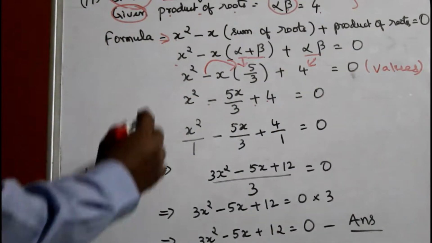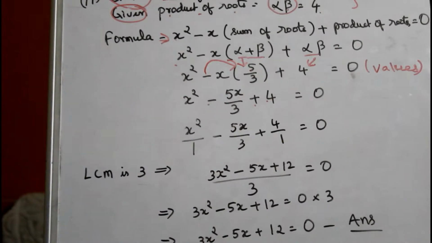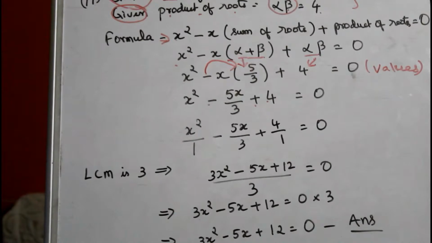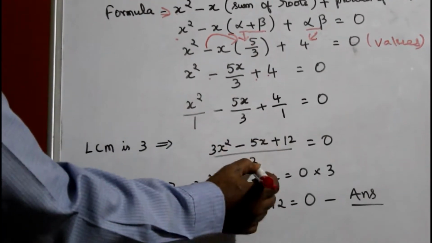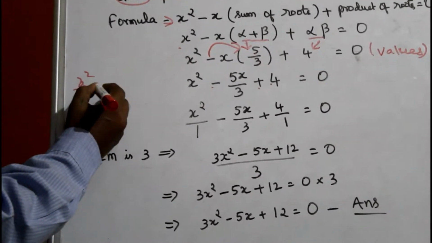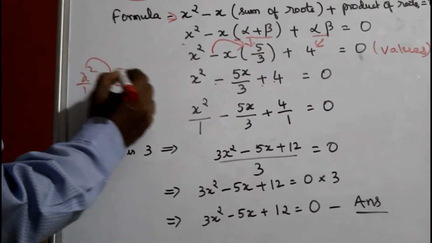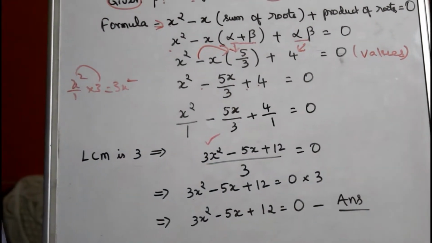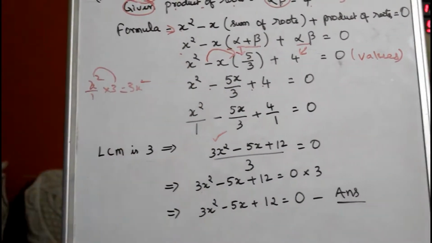Okay, make all these fractions, because some can understand easily, some of them need a little thorough teaching. So you can put like this. Now the LCM is 3. So the first number is x squared by 1, fraction into LCM. You get 3x square. So that's what you put here, 3x square. So remember the word: fraction into LCM.